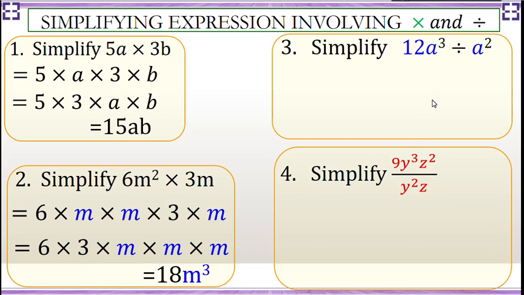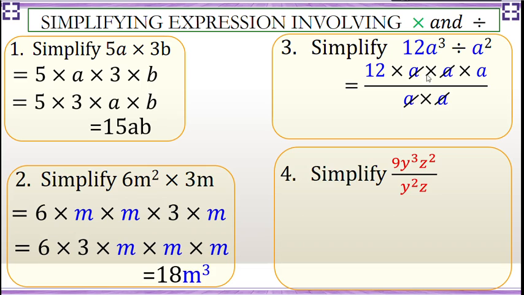Now what if there was division? Still the same rule. 12a cubed is 12 times a times a times a. Divide, I write it as a fraction, and I put this as the denominator. a squared is a times a. Now, when you do it as a fraction, you can cancel out common terms, like simplifying a fraction.